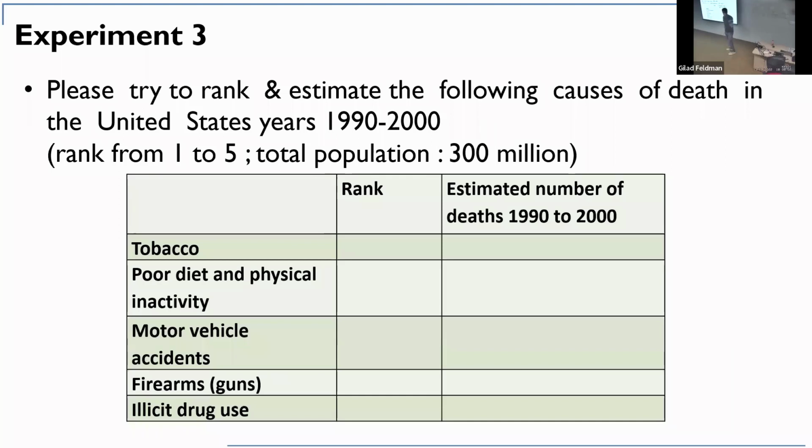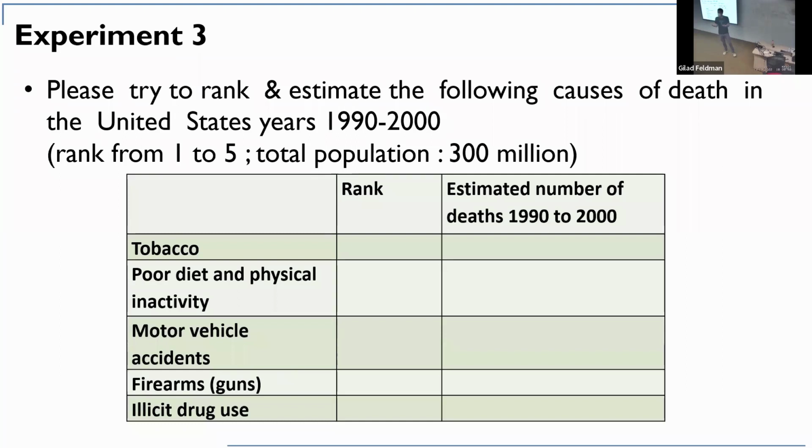So let's do it by a show of hands. How many of you think tobacco is the number 1 killer in the 1990s? 1, 2, okay. How many of you think poor diet, physical inactivity? Oh, a few more hands, about 5 or 6, 7, okay. Motor vehicle accidents, 1, 2, 3, 4. Oh, more, 8, okay. Firearms, not so much. Illicit drug use, 3, yeah. Okay, interesting. So I think most of the guesses were about poor diet, physical inactivity, and motor vehicle accidents.